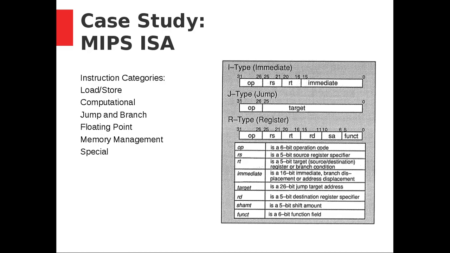Then some categories like load and store, computational branches and jumps, floating point operations, memory management, special categories, and on the right side I have described some I type, J type and R type instructions. Well, we'll talk about them definitely so as to solve some problems about it. And that's it for the introduction part for computer organization and design.